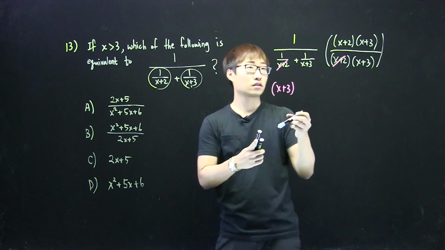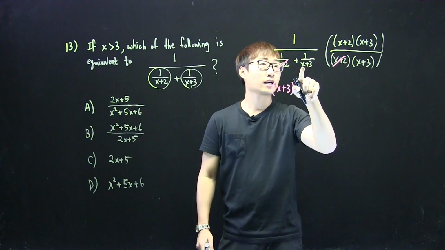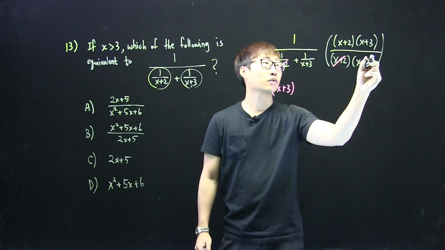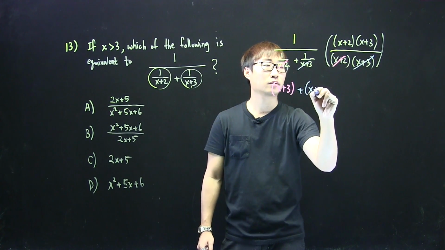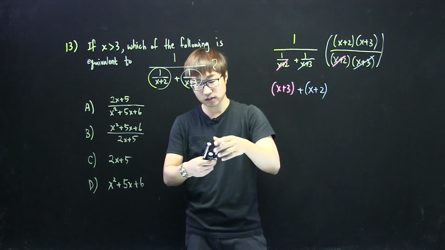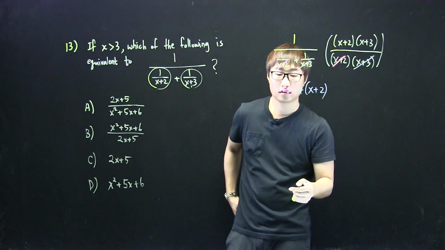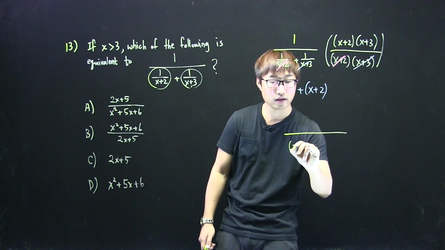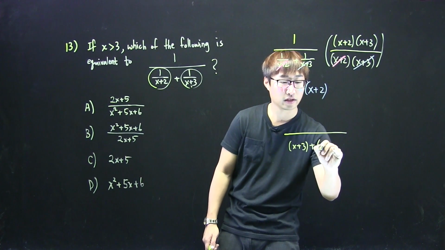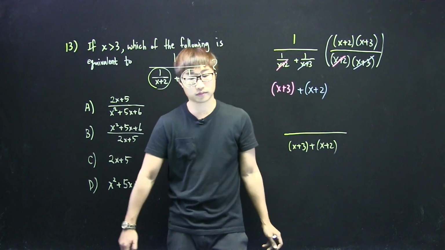And then for this guy, x plus 3 and x plus 3, when I multiply, they'll cancel. And then it'll be 1 times x plus 2. So it's just going to be x plus 2 here, right? So that's what's going to be on the bottom. You guys see that? So on the bottom, I'll have this. So on my fraction, I'll have x plus 3 plus x plus 2 on the bottom, right?